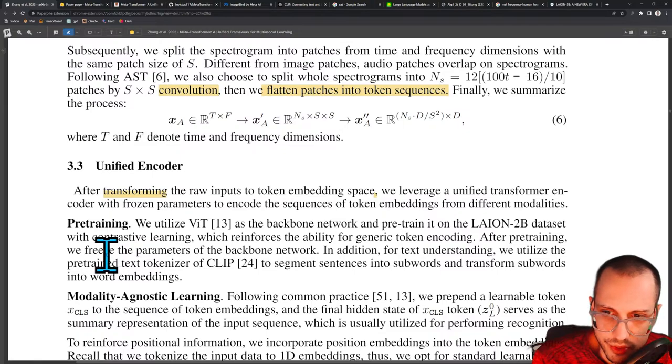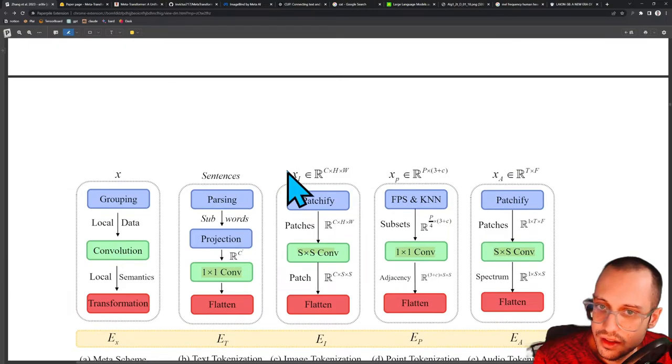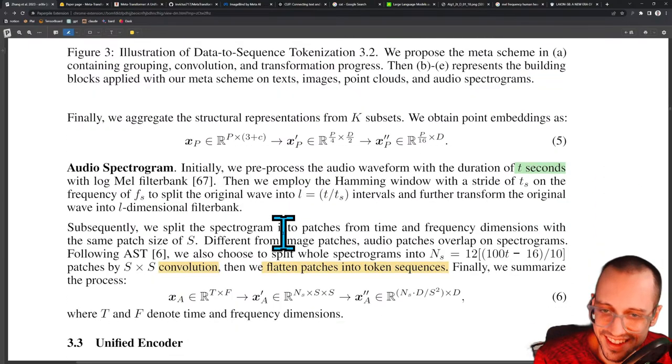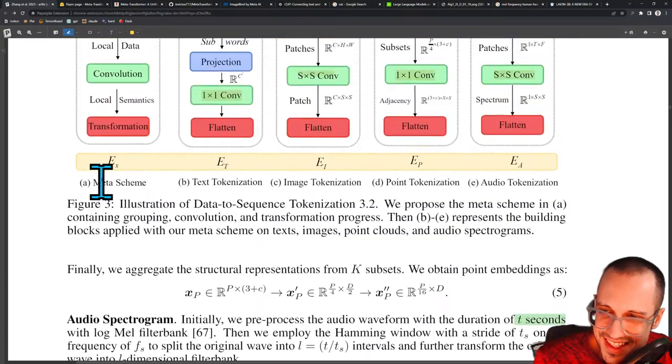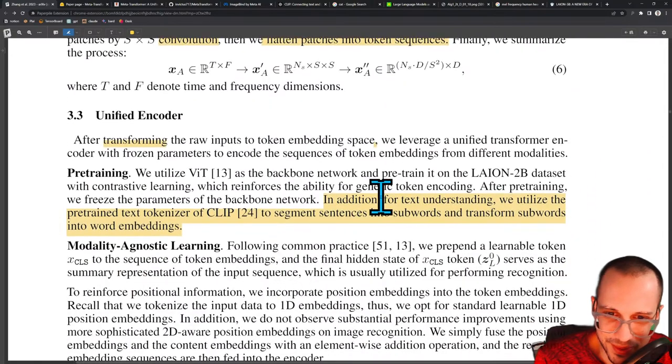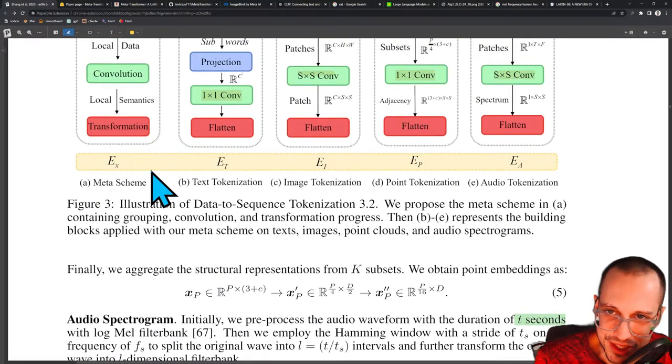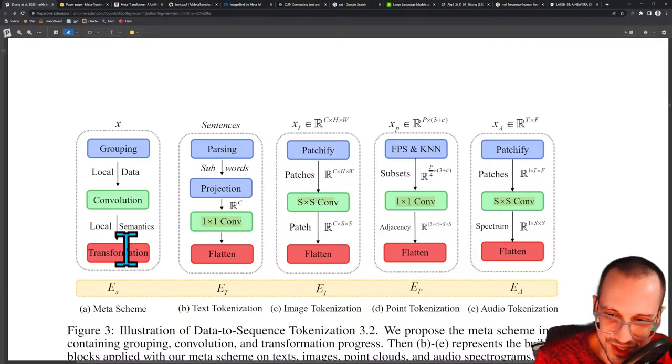After pre-training, we freeze the parameters of the backbone network. In addition, for text understanding, we utilize the pre-trained text encoder Clip to segment sentences into subwords and transform subwords into word embeddings. What? Wait, you're telling me that this here is Clip? This little transformation here is literally Clip? We utilize the pre-trained text encoder of Clip. There's a pre-trained Clip right here, just low-key.